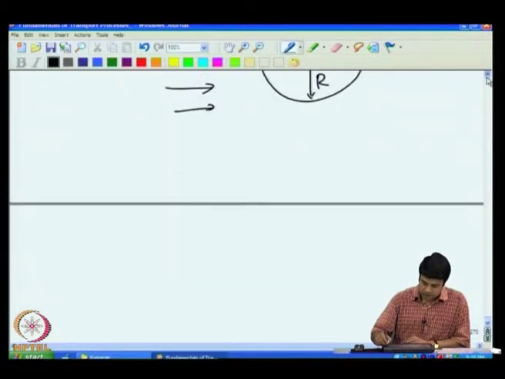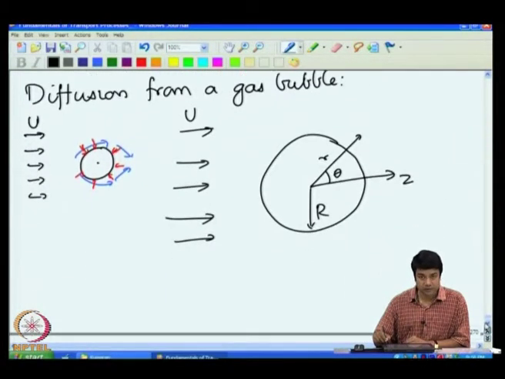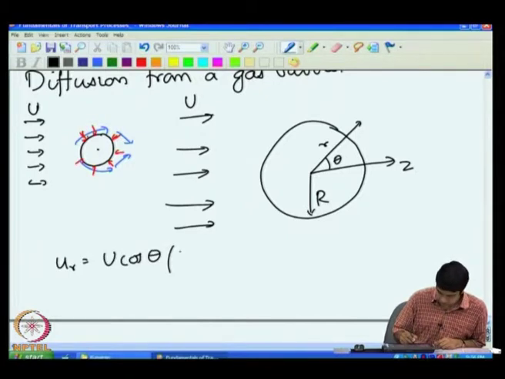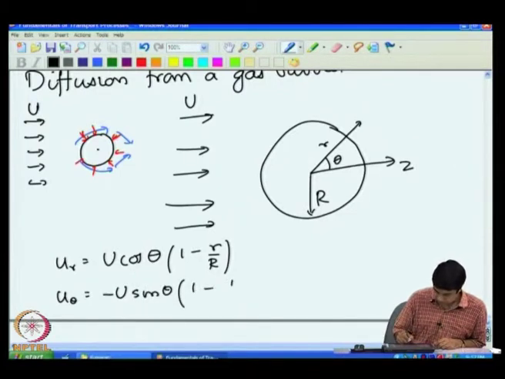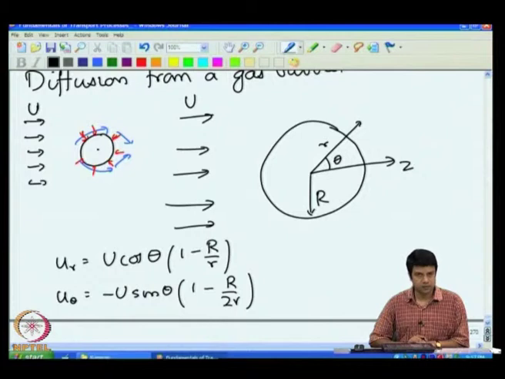One can obtain the velocity components for this particular case. Once again, right now that is outside the scope of this course because we have not gone through the details of fluid mechanics, but I can write the velocities for you. u_r is equal to U cos theta into (1 minus R by r), and u_theta is equal to minus U sin theta (1 minus R by 2r). So, these are the two velocity components u_r and u_theta.